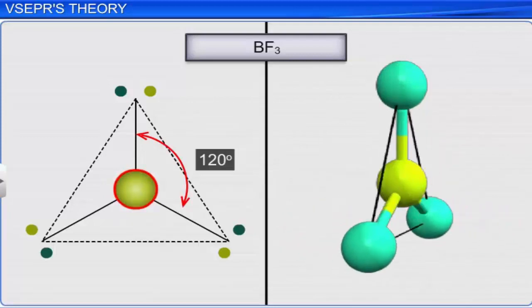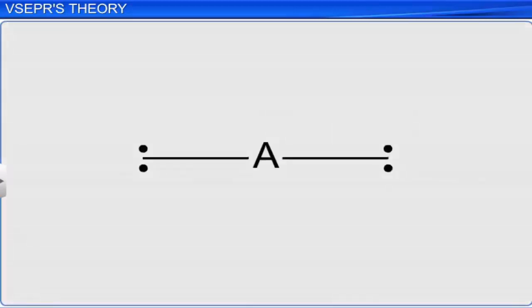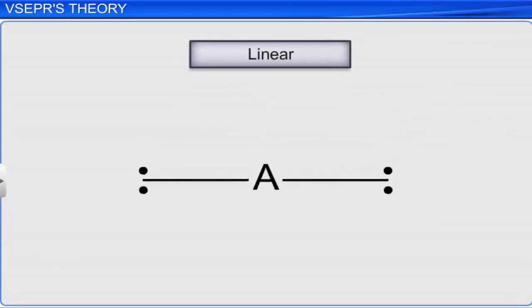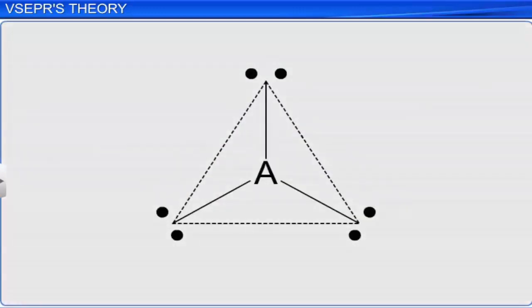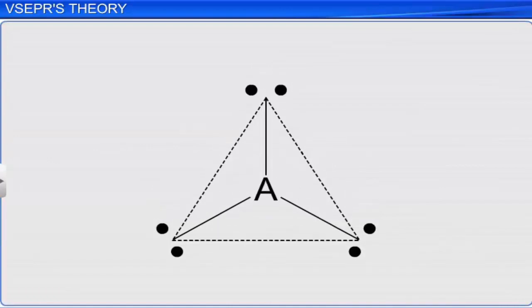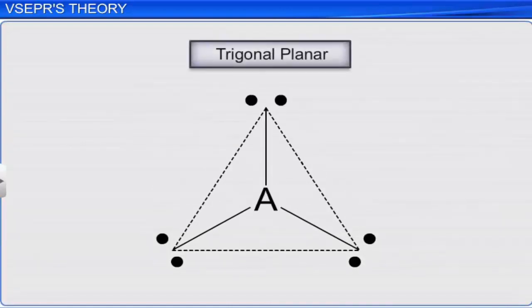For example, the shape of a molecule with two bonded electron pairs around the central atom will be linear, with a bond angle of 180 degrees. The shape of a molecule with three bonded electron pairs around the central atom will be trigonal planar, with a bond angle of 120 degrees, and so on.